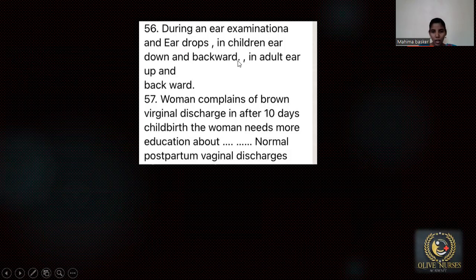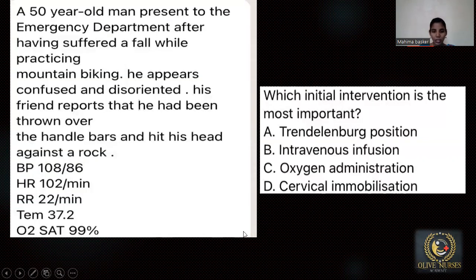Okay. A woman complains of brown vaginal discharge 10 days after childbirth. The woman needs more education about what? That is the 10th day after the delivery. Vaginal discharge after childbirth in brown color: is it normal or abnormal? It is actually normal. So the woman needs education about normal postpartum vaginal discharge. You have to give the health education, because it is normal. Got the point? Some questions you will be able to identify how they should be answered.